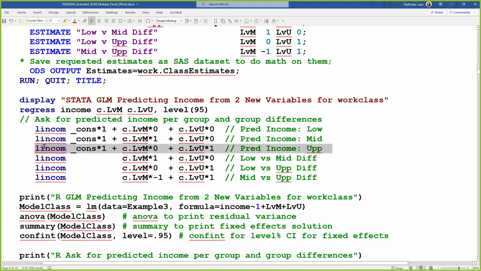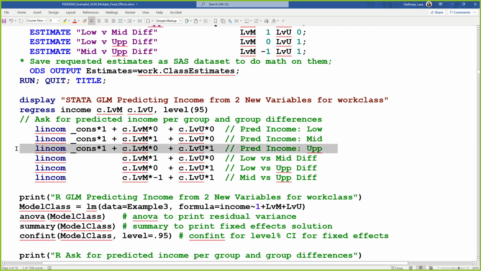Likewise, if I start with this line and subtract the low line from it, the only term that I keep is right here. And then the last one is the one that is not given directly by a model parameter. Upper minus middle.